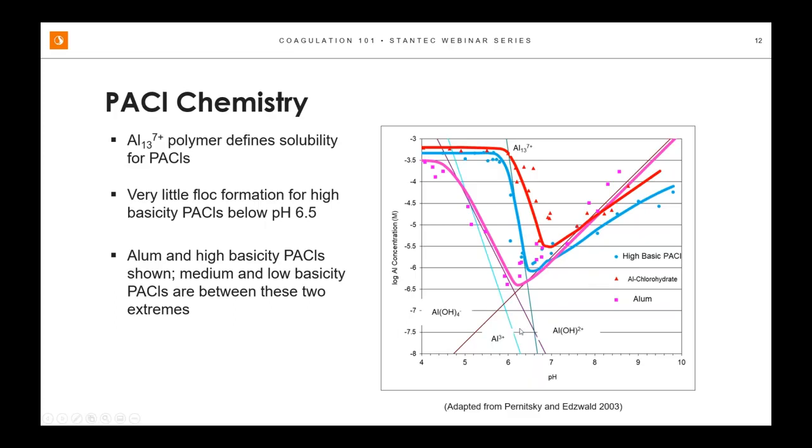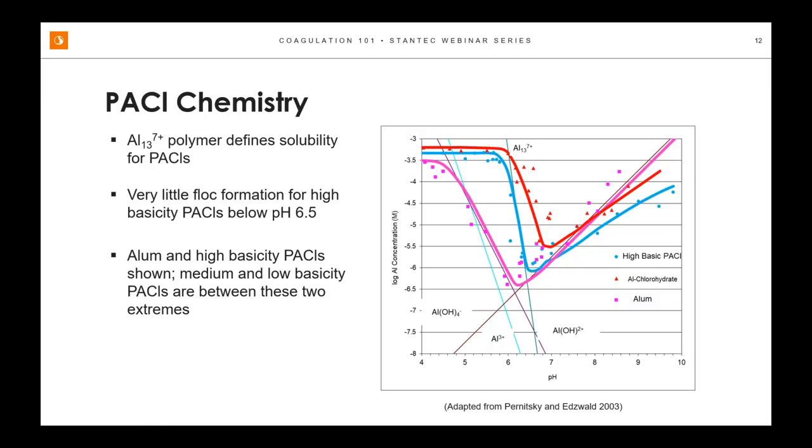So your aluminum 3+, 2+, and 1+, these are the monomeric aluminum that you'd expect to see in alum. Here's the theoretical solubility line for that aluminum 13 polymer. That's what your high basicity PaCl tends to follow. So a couple of practical considerations. If you were to add this blue polyaluminum chloride, its minimum solubility pH is say 6.6. It's much higher than alum.